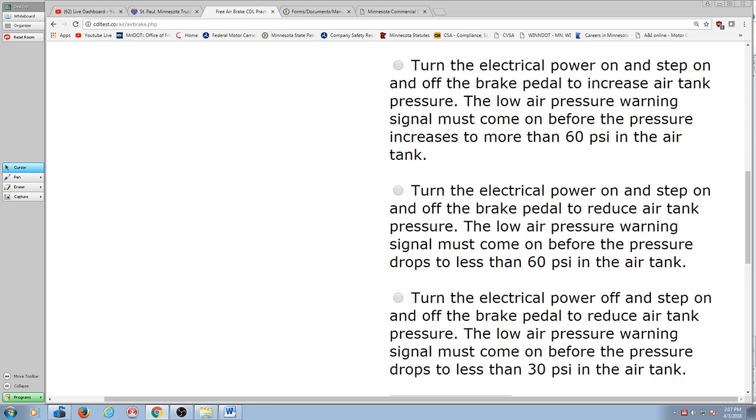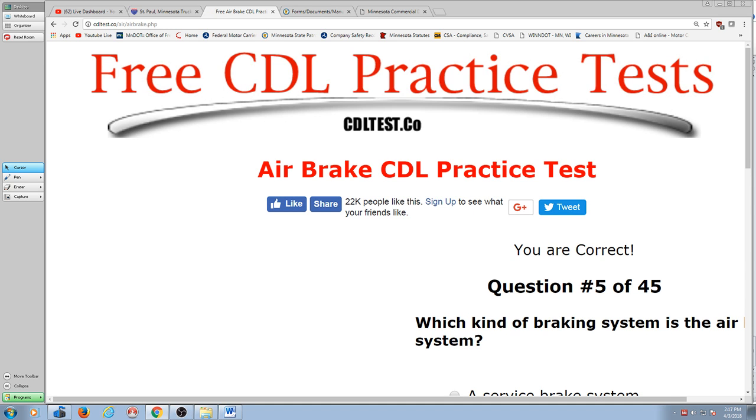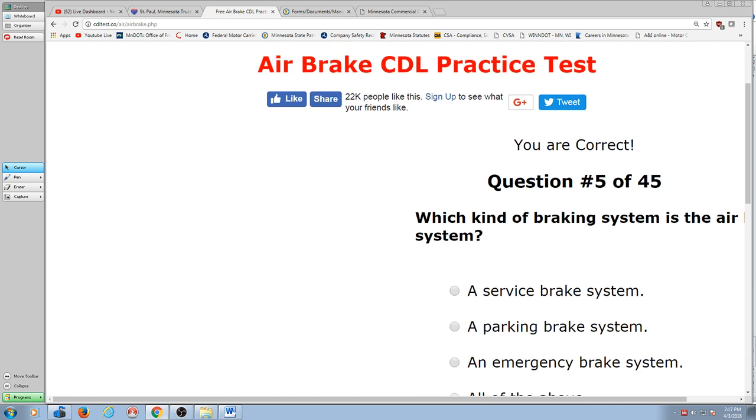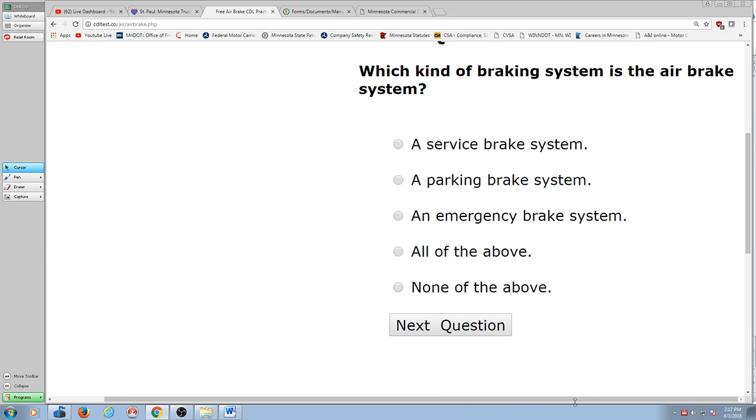See? Is correct. If you don't have power on in your vehicle, you're not going to have a warning signal come on because there's no power going to the warning signal. So there's no way for the warning signal to come on. You would not be increasing your air pressure by pumping your brake anyway.